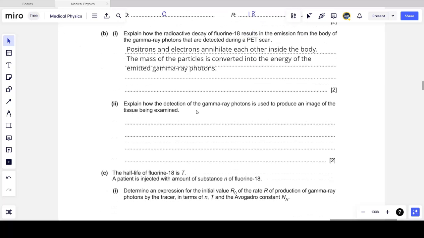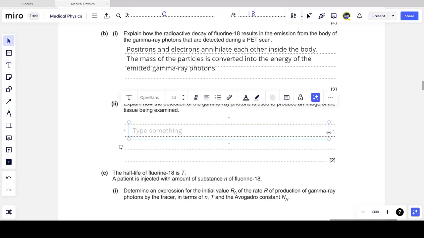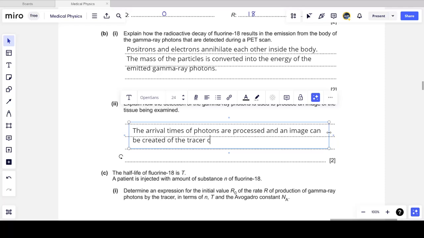Next, we want to explain how the detection of the gamma ray photons is used to produce an image of the tissue being examined. Okay, so there are multiple ways to state this, but what we basically do is we look at the arrival times of photons using our ring of detectors around the patient, and the arrival times of photons are processed. Again, we need a fairly good computer to do the analysis, and we take all of these arrival times, put the data together, and we create an image. And so an image can be created of the tracer concentration in the tissue that we are studying.